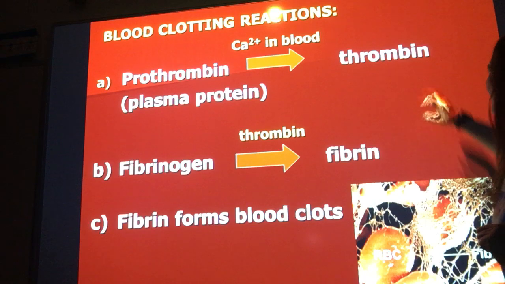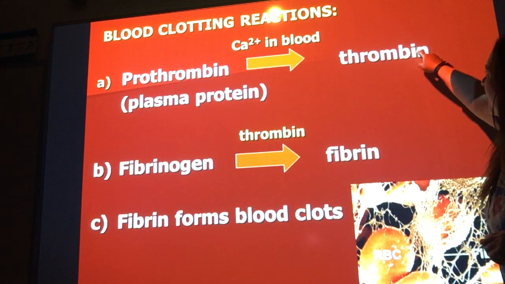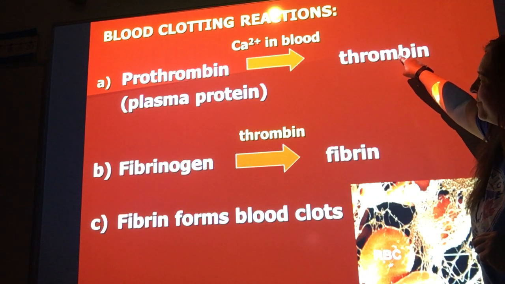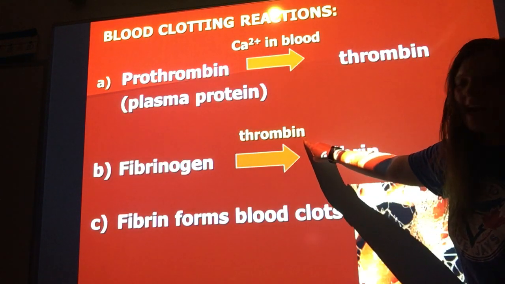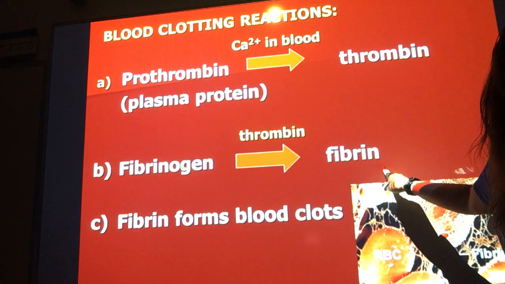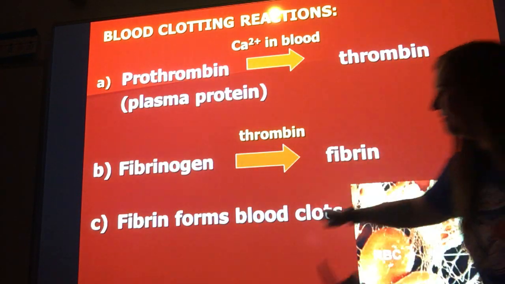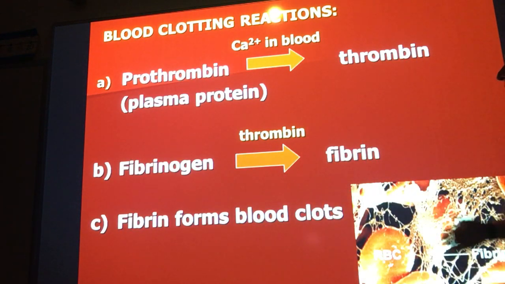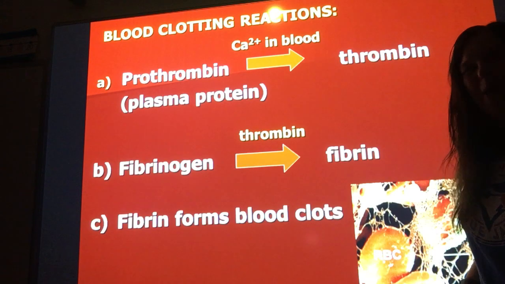But it doesn't stop there. Then the thrombin made for reaction 1, look, it initiates the next reaction. So the thrombin that you made in the first step initiates a second reaction, and that second reaction is something called fibrinogen becoming fibrin. And then once you have fibrin, the fibrin that was formed in step 2, that's what's actually used to form your blood clots. So it's a 3-step chemical reaction happening in your body.